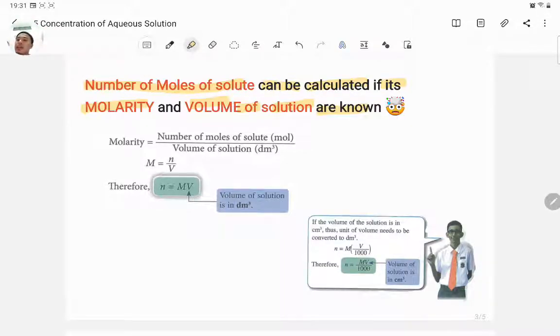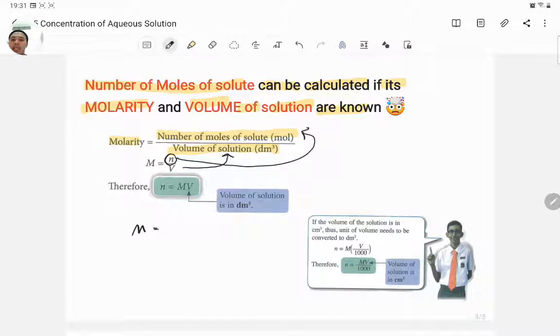So if, let's say, the question already gives the molarity and volume, that is one of the information given. What you're going to do is calculate the number of mole based on the formula from the molarity, where molarity is number of mole of solute divided by the volume of solution. We need to find the number of mole, so we just convert the formula. N refers to number of mole, V refers to the volume.